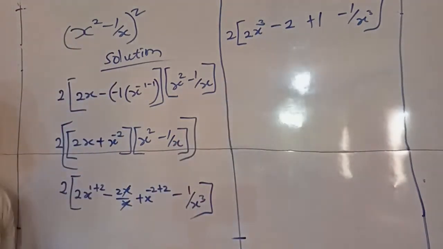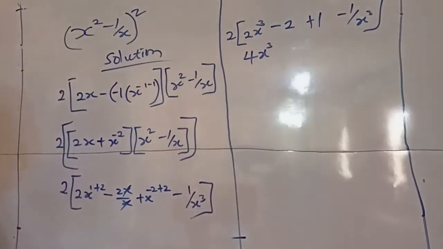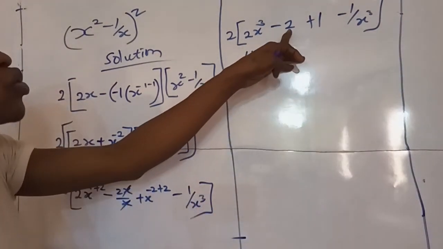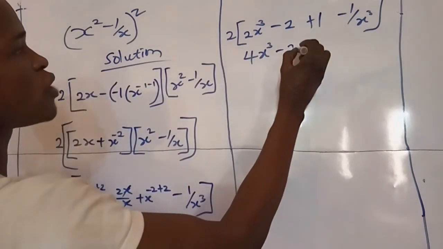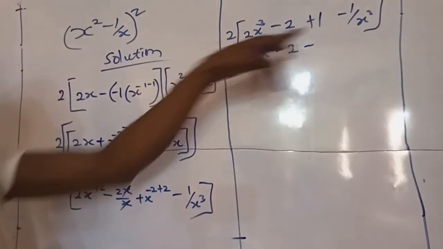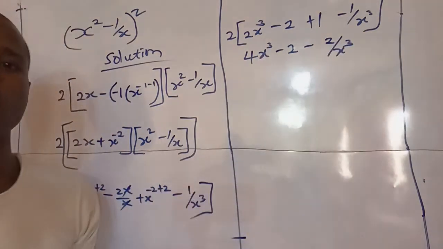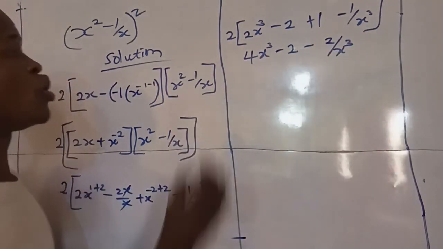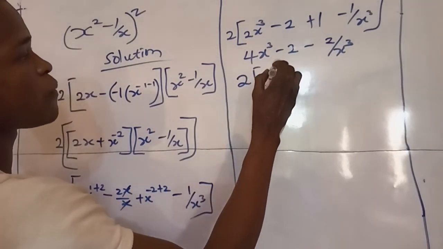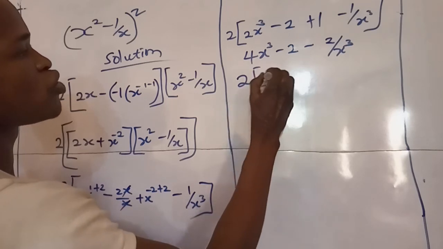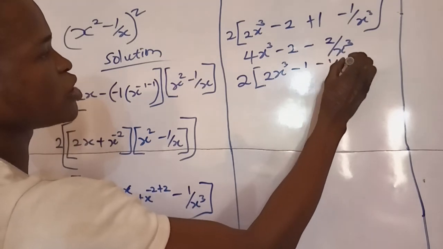So if I use this 2 to open the bracket, I have 2 times 2. This will give us 4x raised to power 3. So this is minus 2 plus 1, this will give us minus 1. So times 2, that's minus 2 times 1, that will give us 2 divided by x plus 1. You can leave your answer like this, or you can decide to factorize out 2. If you decide to factorize out 2, you have 2 into bracket 2x to the power 3 minus 1 minus 1 over x to the power 3.